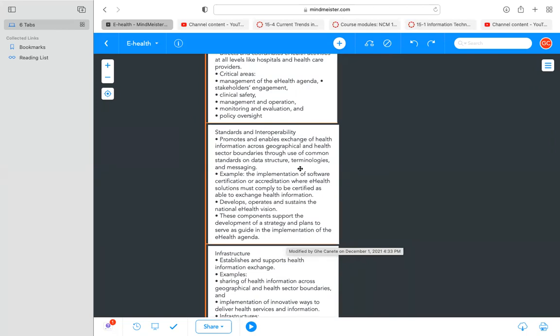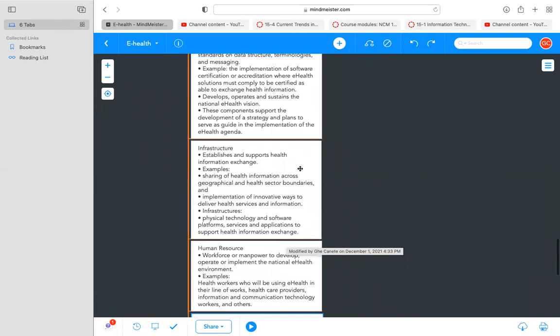One example of standardizing is the implementation of software certification or accreditation, where e-health solutions must comply to be certified as capable of exchanging health information. Along with this, it would ensure privacy and confidentiality of patient health information.